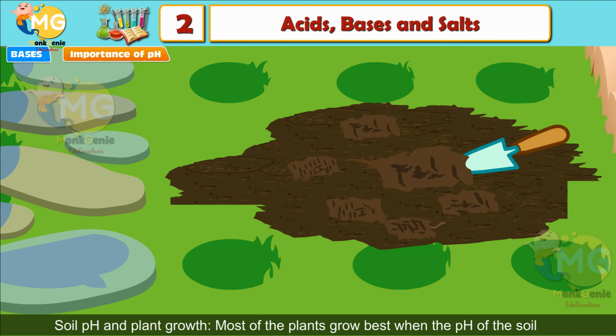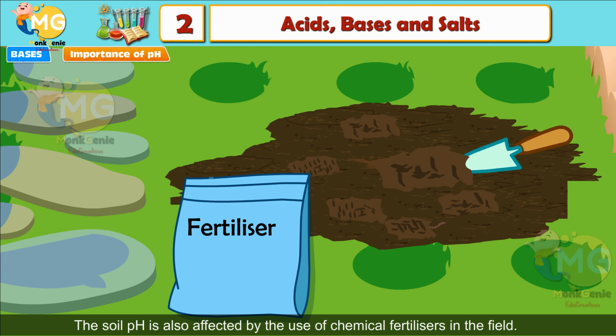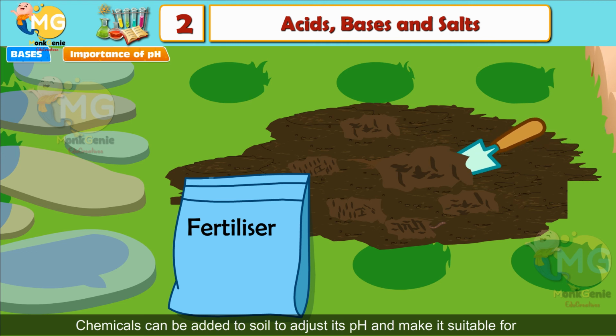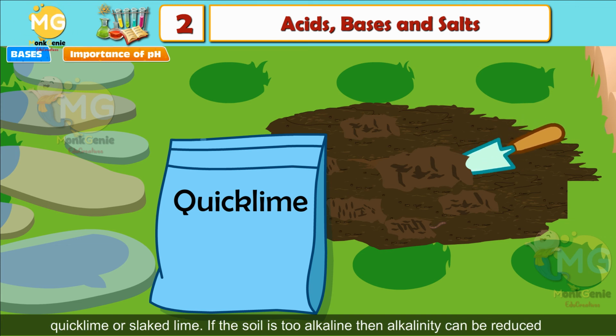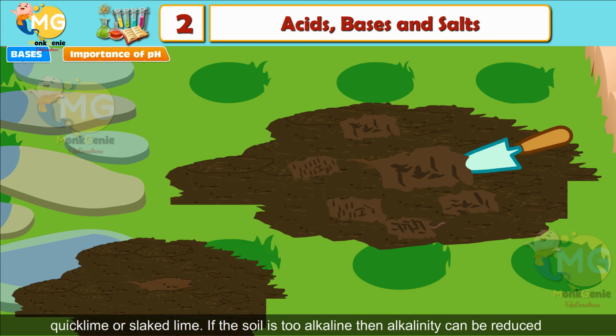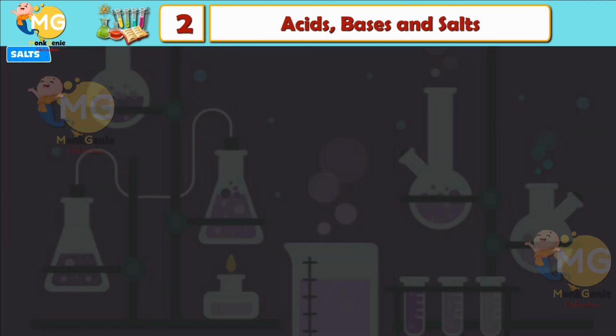Soil pH and plant growth. Most plants grow best when the pH of the soil is close to 7. If the soil is too acidic or basic, the plants grow badly or do not grow at all. The soil pH is also affected by the use of chemical fertilizers in the field. Chemicals can be added to soil to adjust its pH and make it suitable for growing plants. If the soil is too acidic, it is treated with materials like quicklime or slaked lime. If the soil is too alkaline, the alkalinity can be reduced by adding decaying organic matter.